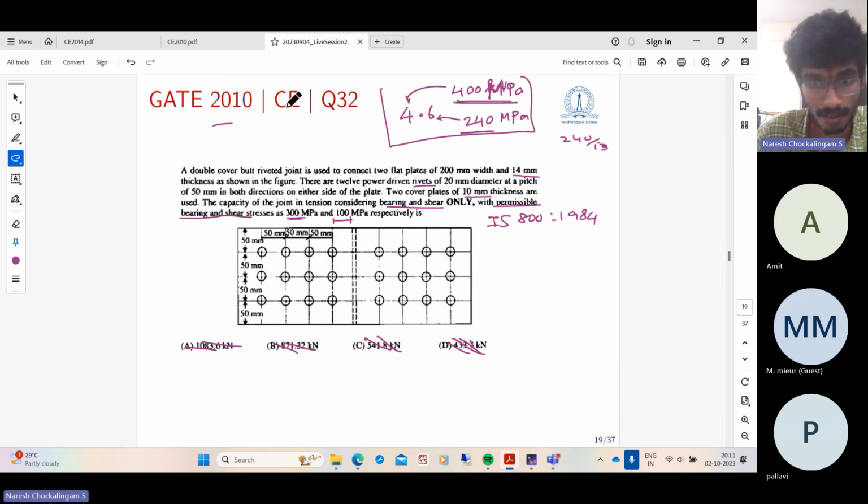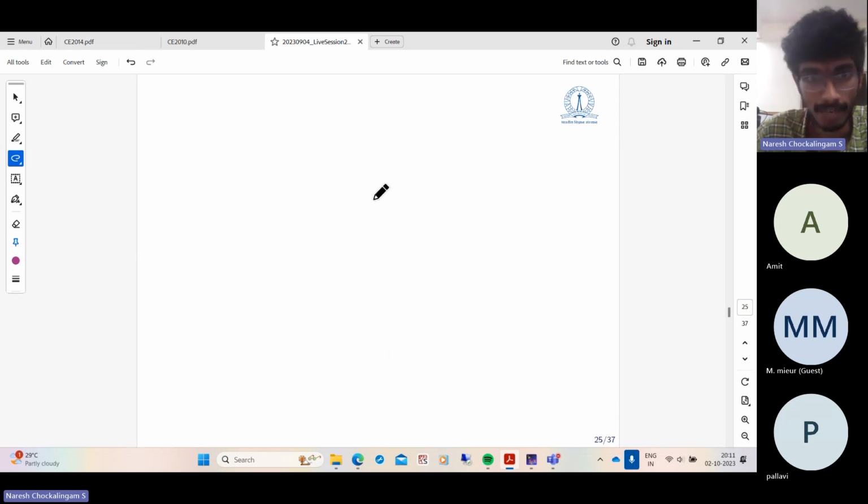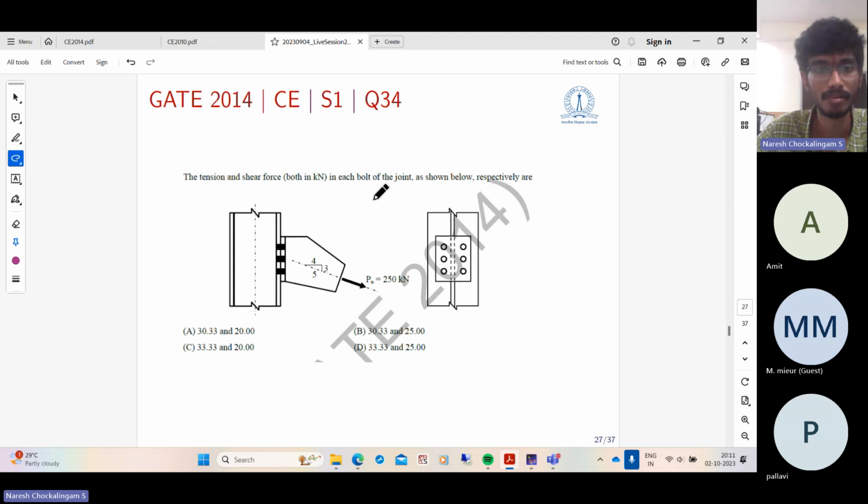Yeah, so that value will be obviously higher than all the values here because it is based on the limit state design, whereas these are based on allowable stress design. So let us look at another problem. Weld we'll look at it later. We don't have time. We look at the simple problem.